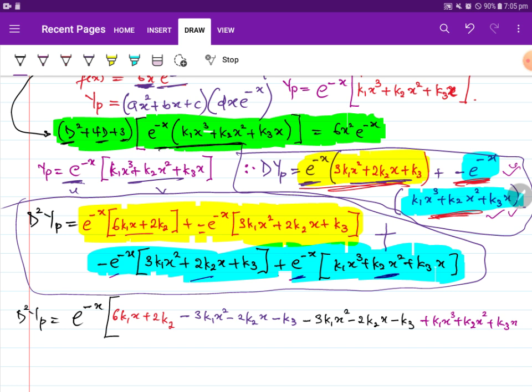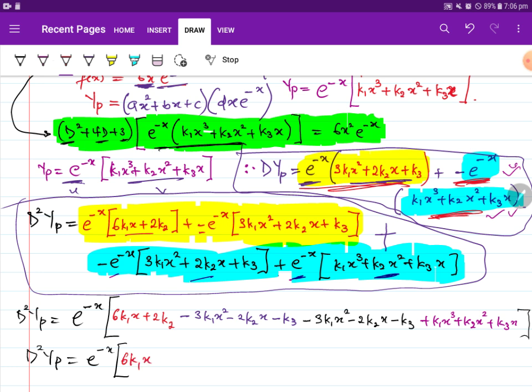So we factorize that. Let's see if there's a tendency of adding some together. So I have d square yp is equal to exponential minus x into bracket. Let's see if there's anyone we can add together. Let me start with k1x. I only have this to be k1x. Look at it, this is k1x. k1x square, no. k1x cube, no. So we only have one k1x, so I can see that this is 6k1x.